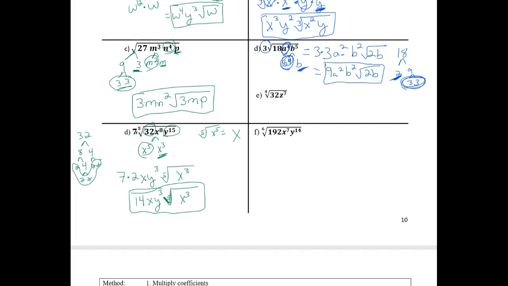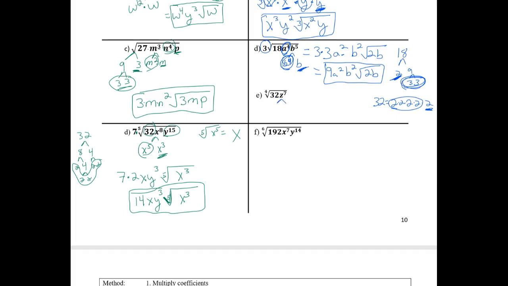Alright, the fourth root of 32z to the 7th. Fourth root, we are looking for groups of 4. I need a fourth power to be able to take the fourth root. 32, we've factored it several times now. 32 is made up of 5 2's. I can only take out 4 at a time because it's a fourth root. So there's going to be 1 2 stuck underneath the radical.